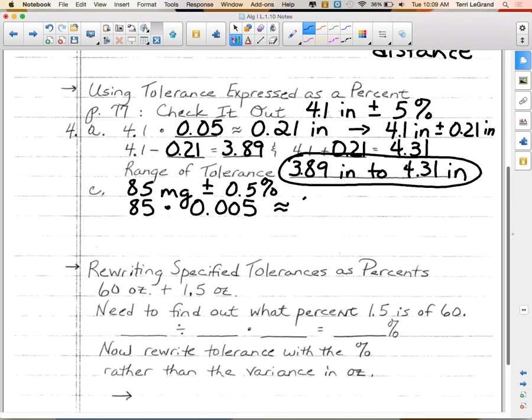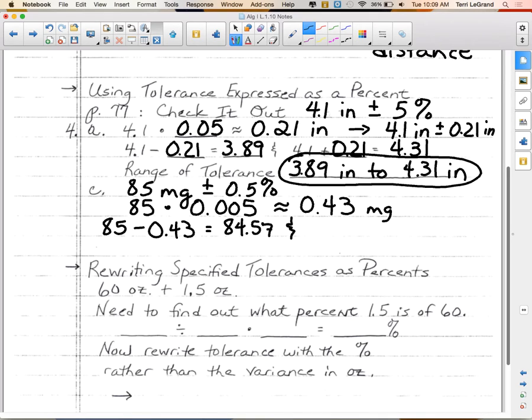0.43, okay. So approximately 43 hundredths. And those are milligrams. So really what we have to do now is find the tolerance range. So we have to take that 85 and subtract it. And what do we get? I get 84.57. You agree with me?